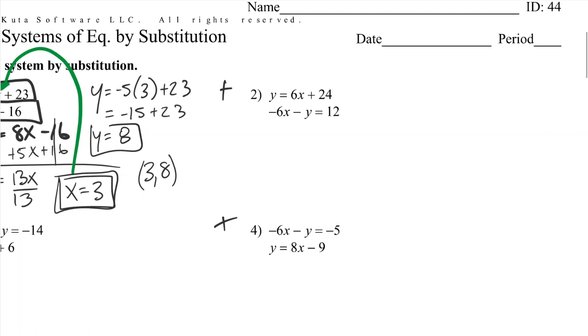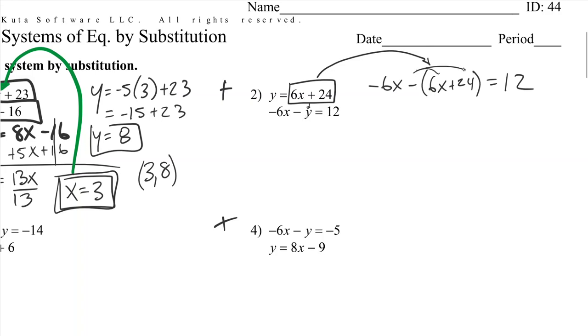Problem 2 is set equal to y, so we're going to take that value of y and substitute it in for y in the other equation. So I'm going to rewrite this other equation, negative 6x minus, and then we're going to put in what y is. So y is 6x plus 24, so 6x plus 24. Now there's a negative sign out in front of that y, so I need to distribute that negative 1. So that makes negative 6x and a minus 24 equals 12.